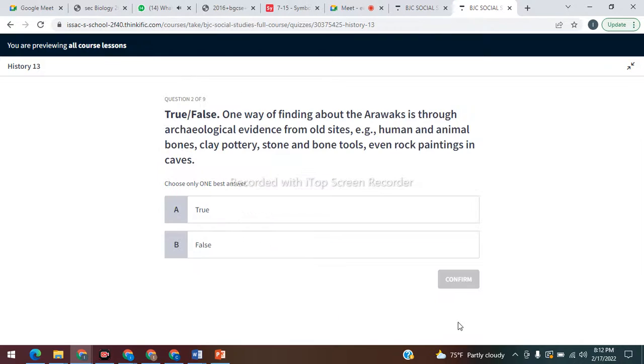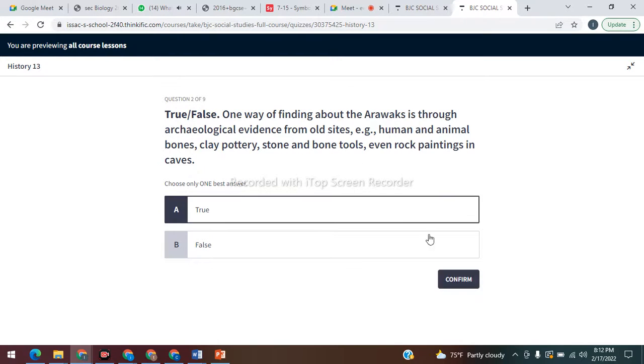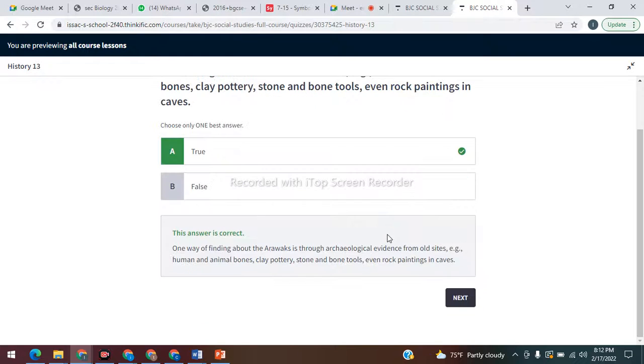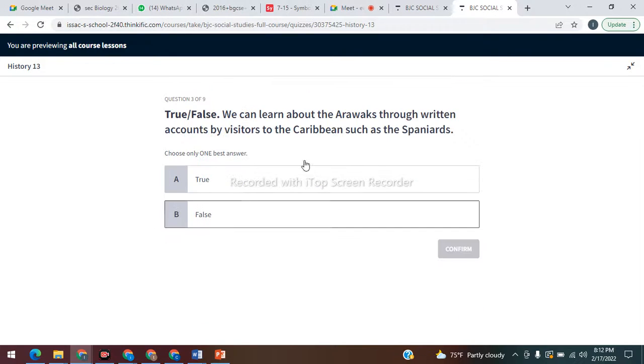Alright, true or false? One way of finding out about the Arawaks is through archaeological evidence from old sites: human and animal bones, clay, pottery, stone, and tools. True. Very true. We can learn about the Arawaks through written accounts by visitors to the Caribbean, such as the Spaniards. False. They killed them. False.